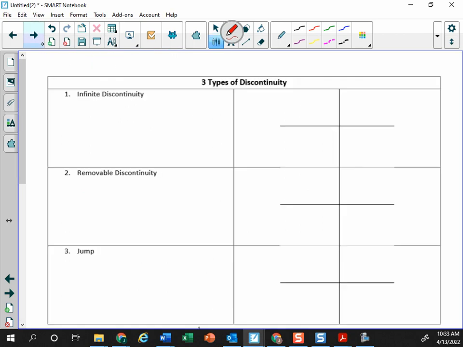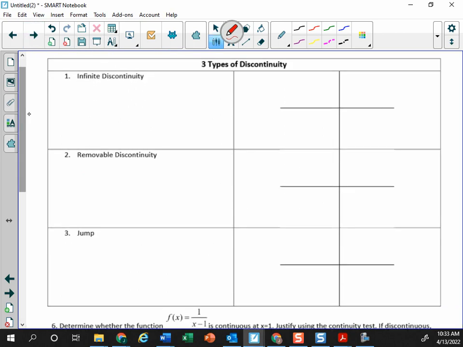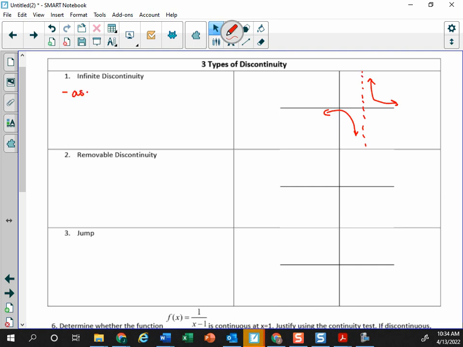All right, guys, turn the page. Okay, so just a quick review of the different types of discontinuity. First one is infinite. What else might we call that? Do you guys remember? What part of a graph is infinite? Let me draw a picture for you. Okay, good job. So infinite discontinuity is the same as an asymptote, and this happens where the denominator equals 0.